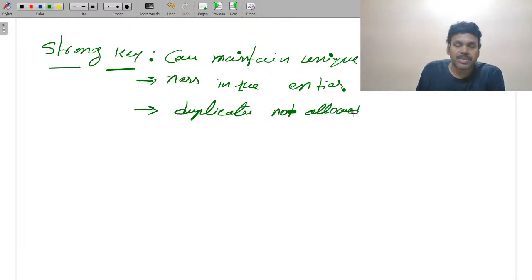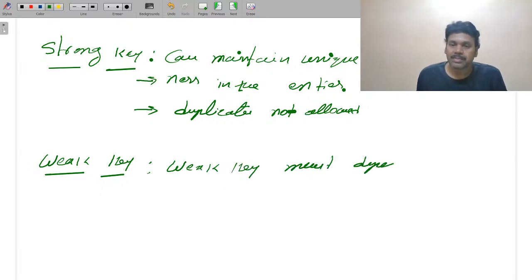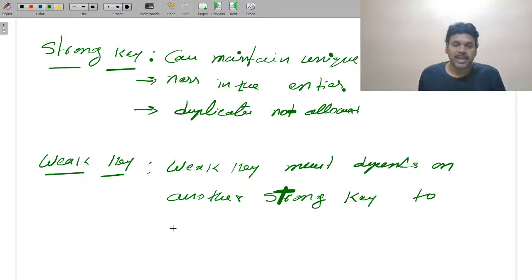And when you talk about a weak key, the weak key is telling you in such a way that it also needs to maintain uniqueness, but it cannot maintain it alone. Therefore, there is a requirement that a weak key must depend on another strong key to maintain uniqueness.